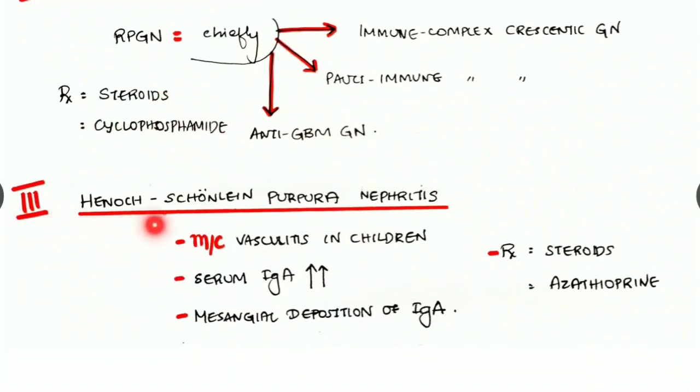The third one is Henoch-Schönlein purpura nephritis. It is the most common vasculitis seen in children. Here, there are very high levels of serum immunoglobulin A, and there is mesangial deposition of IgA. The treatment is again steroids, azathioprine, etc.